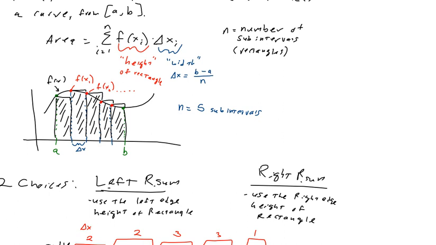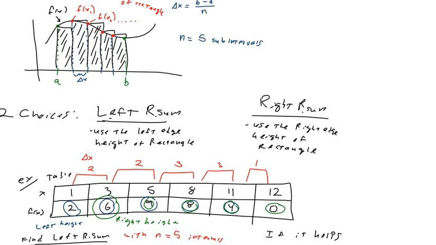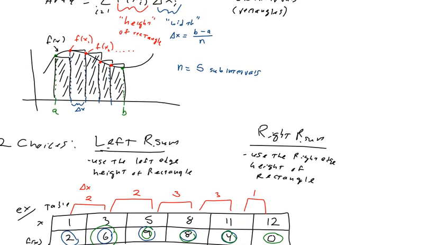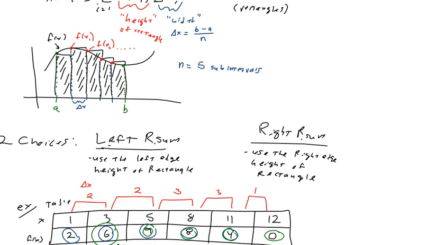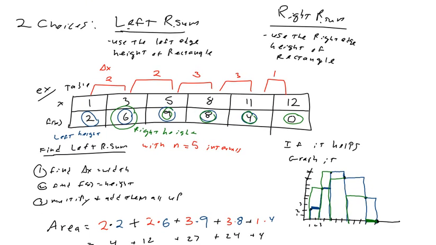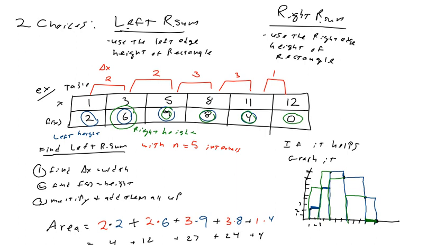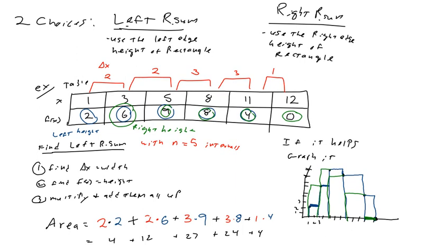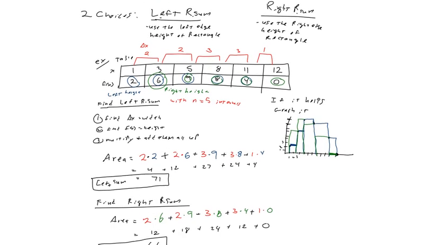Okay. 5 subintervals. And there's two choices, left and right. And we use this table here to determine the heights, right? Because here's my f of x's. Here's all the f of x values, the different heights, and the different graphs here. So that's what we got.